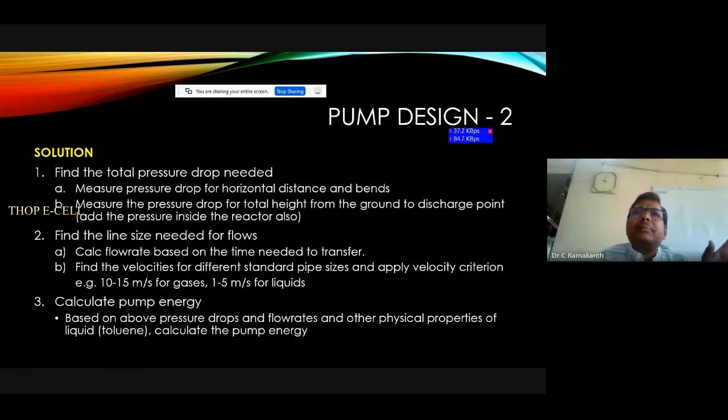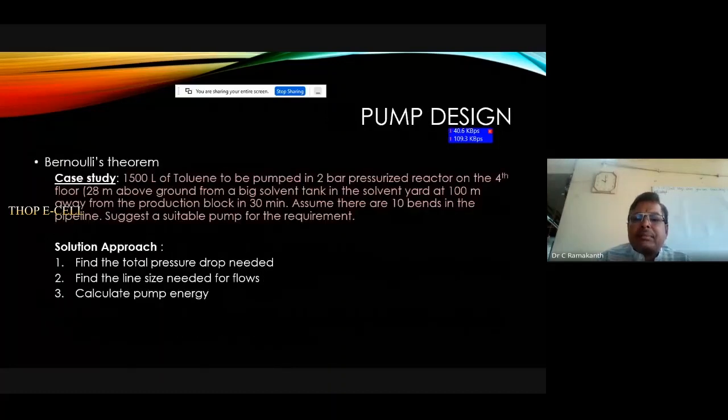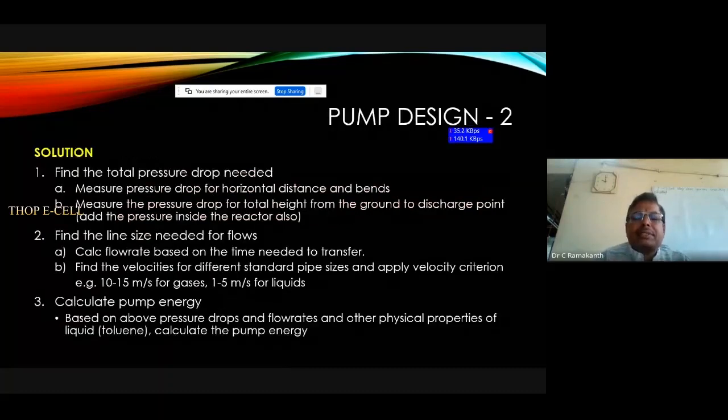You are putting it into a pressurized reactor. You are not delivering it at atmospheric pressure, so you have to add that extra 2 bar. As we saw in the previous one, it is a 2 bar pressurized reactor, so we have to add that extra 2 bar and then get the final pressure that needs to be delivered at the pump.